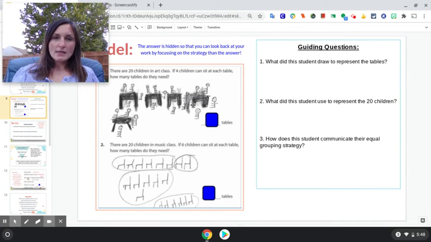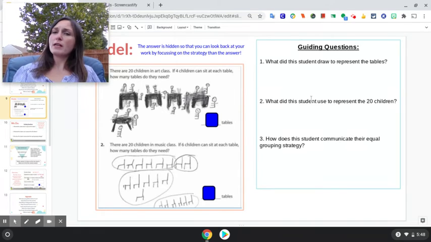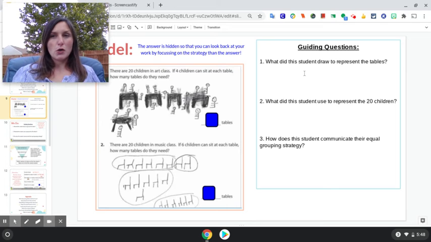Okay, and I can see their drawings. This is number one, and this is number two. On your work, you have it on two different slides. So this is the first slide, and this is the second slide. But over here, I see some guiding questions. So right now, I'm just going to look through this work and see how I can answer these questions. Okay? So it says, what did the student draw to represent the tables?